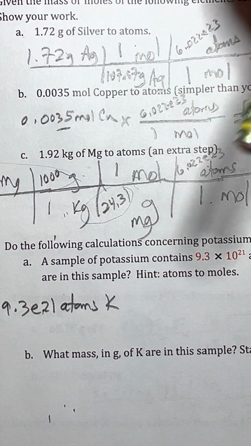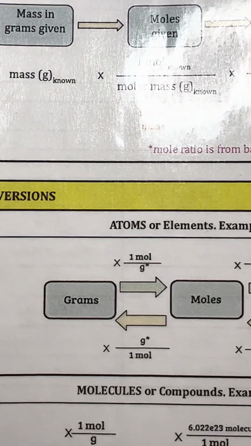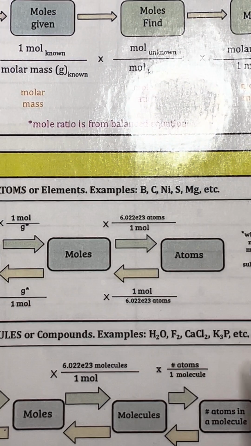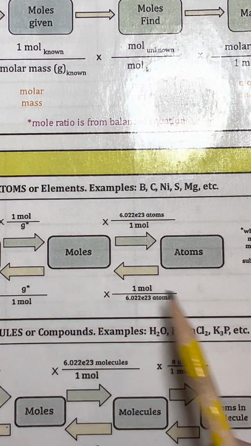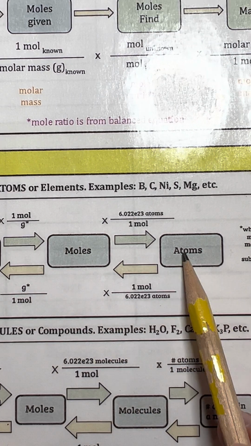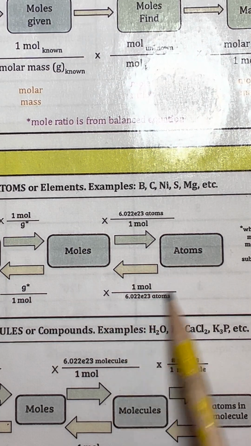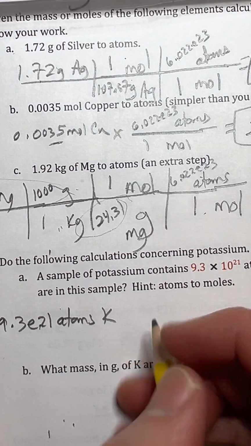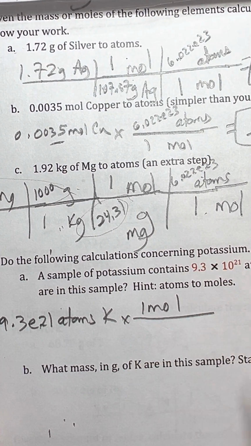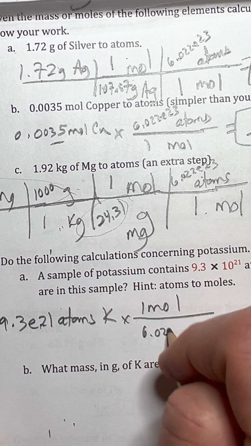So teachers love to ask on tests the reverse question. They don't often show it to you completely in class, but they love to ask it. So we have atoms and we're going to moles. I know this looks like you're going to do your multiplication that way, but that's not it. You're going to have atoms, and then you're going to multiply it by that fraction. So on the top is 1 mole, and then on the bottom is Avogadro's number.